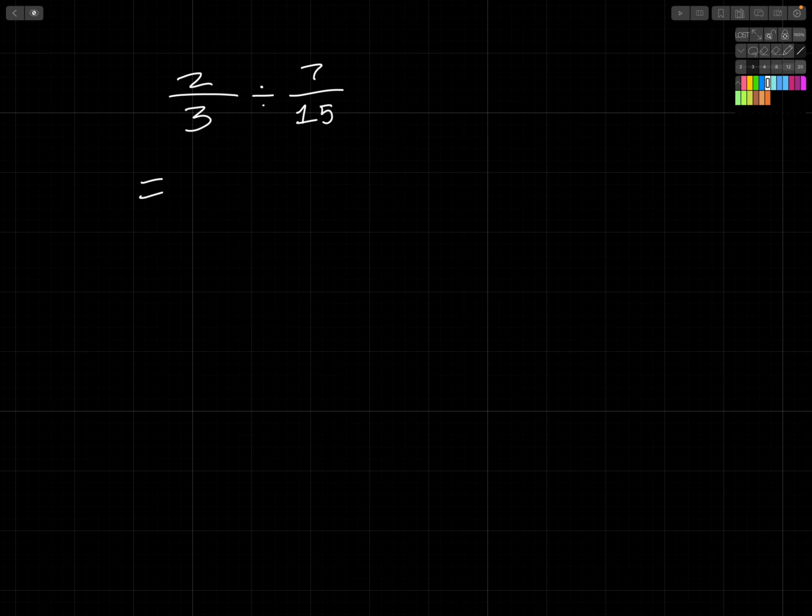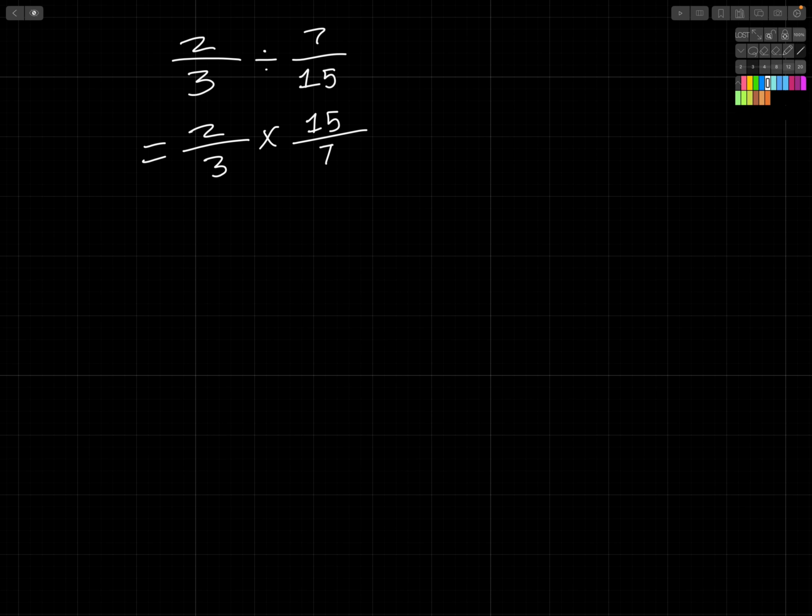So you would have 2 over 3, right? Keep the first number the same. And then flip this. The opposite of division is multiplication. And then flip this around. 15 on top, 7 on the bottom. So it'd look like this. And now you do normal fraction multiplication. 2 times 15, that's 30. And then 7 times 3, 21.